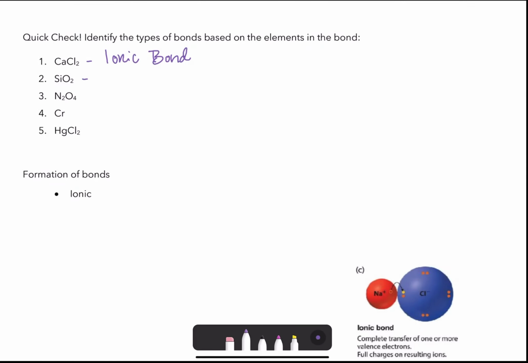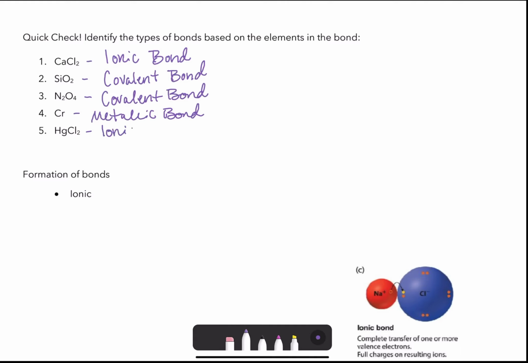SiO2, this one is a little bit tricky because silicon is a metalloid. So because of that, it's a little bit tricky, but this one does turn out to be a covalent bond. N2O4, this one was a little bit easier. This one is definitely covalent. Nitrogen and oxygen are both non-metals to the right of that staircase. Next, Cr, chromium, that would be a metallic bond. It's just a metal. And then lastly, HgCl2. Hg is a metal, chlorine is a non-metal, so we have an ionic bond.